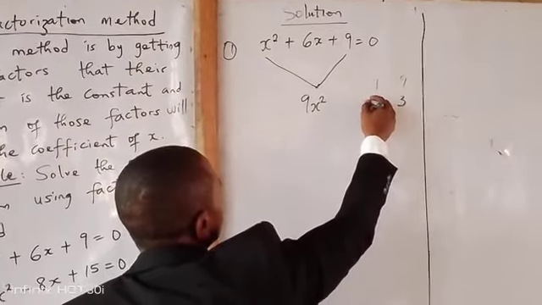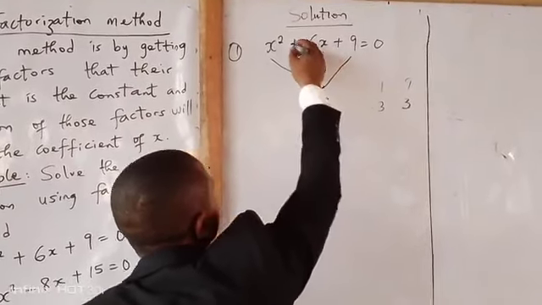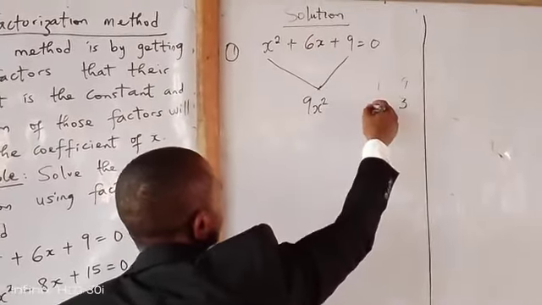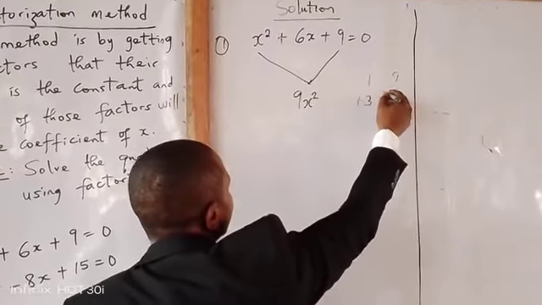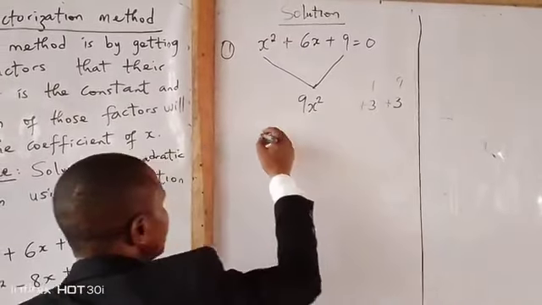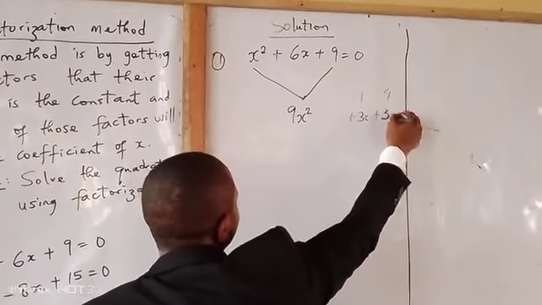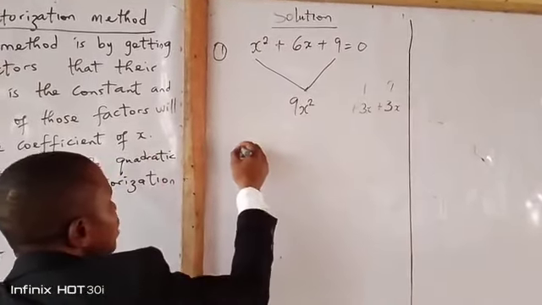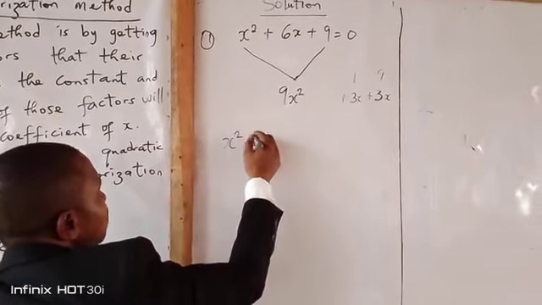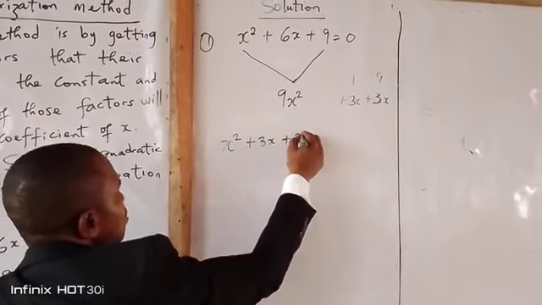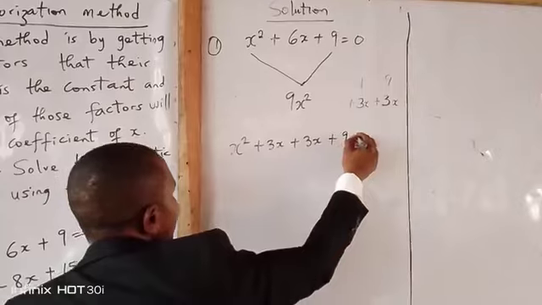Then which sign will be in front? You have plus 6 here. That means you must have plus 3 plus 3. And you have x here. So this will give us x squared plus 3x plus 3x plus 9 is equals to 0.